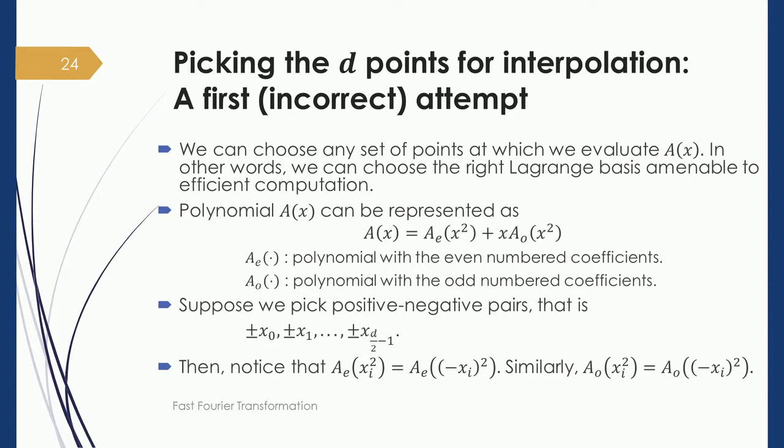The key observation that we can make now to help us towards achieving this efficiency is that we can choose the right Lagrange basis that is amenable to efficient computation. We are not required to work with specific interpolation points. We are free to choose them. And this freedom can be exploited to get faster polynomial evaluation.